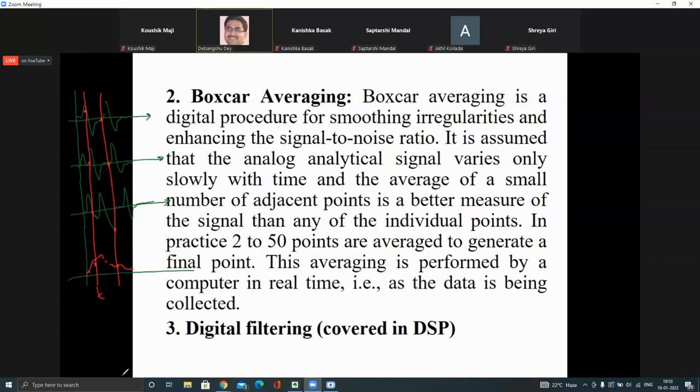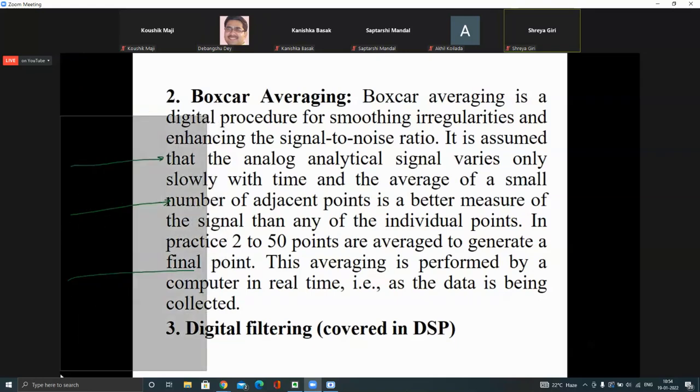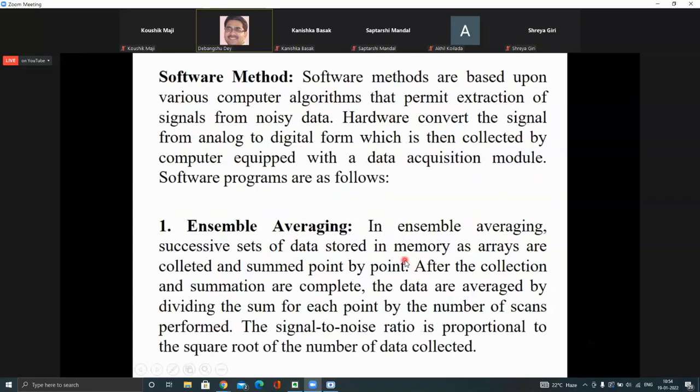Did you understand something? What is the difference between ensemble average and boxcar average? Yes, sir.